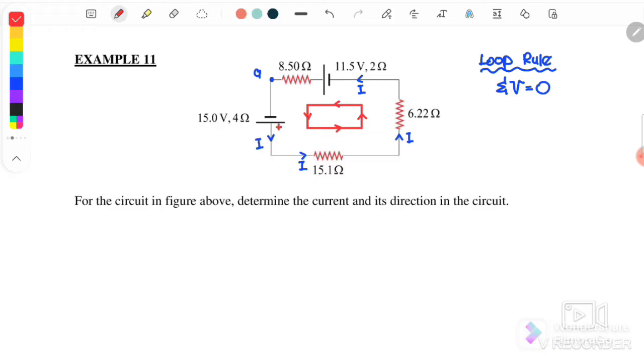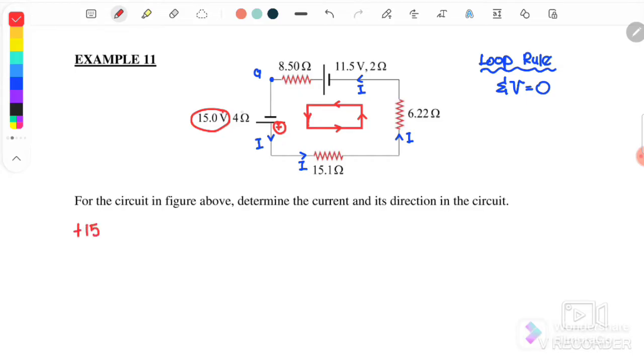We start from point A. At point A, the direction of the loop is going downward. First we are going to pass through the 15 volt battery. The direction of the loop comes out from the positive terminal, so we write it as positive 15.